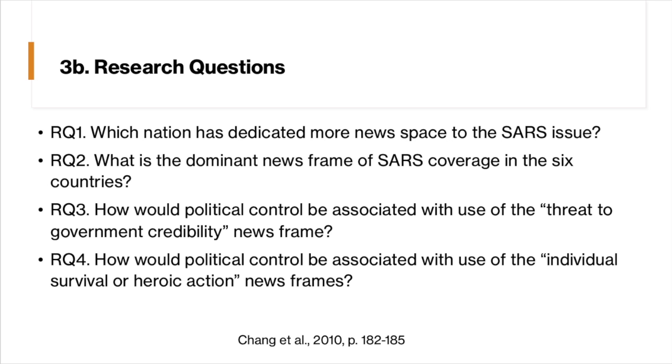Research questions. So this article has a total of 4 research questions. Number 1 is, which nation has dedicated more news space to the SARS issue? Number 2, what is the dominant news frames of SARS coverage in the 6 countries? Number 3, how would political control be associated with the use of the threat to government credibility news frame? And number 4, how would political control be associated with the use of the individual survival or heroic action news frame?